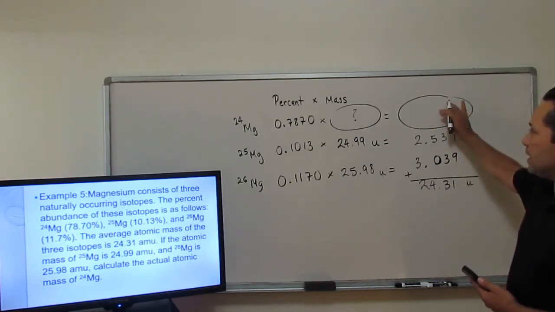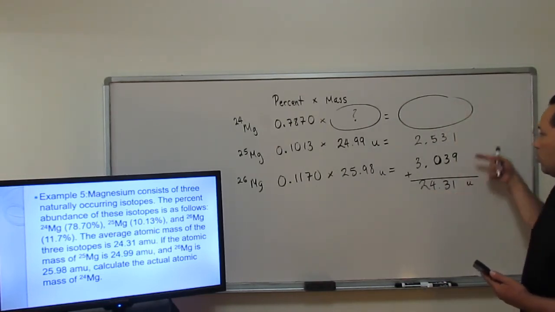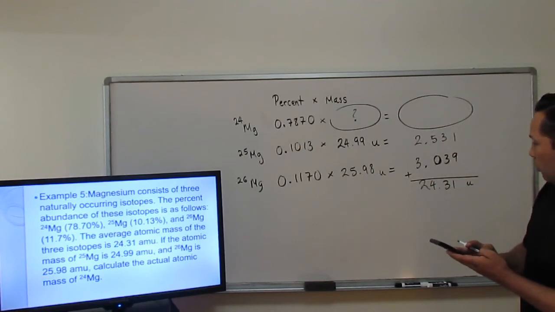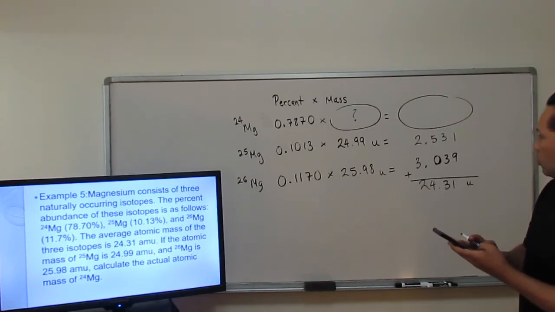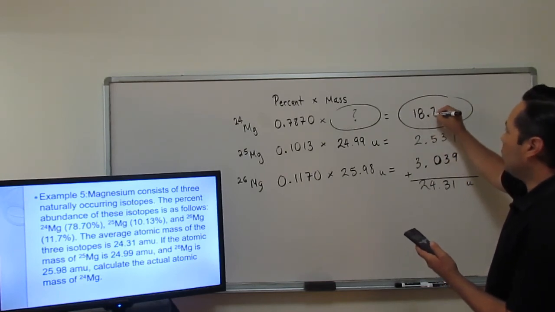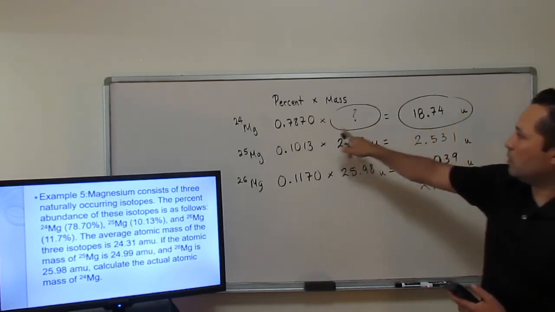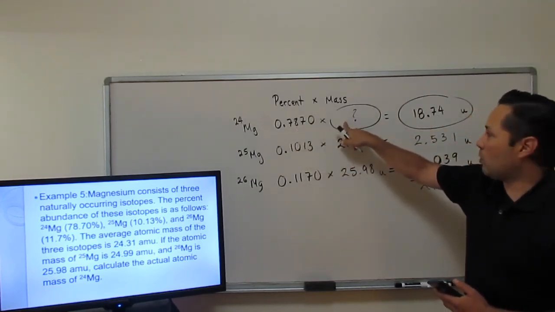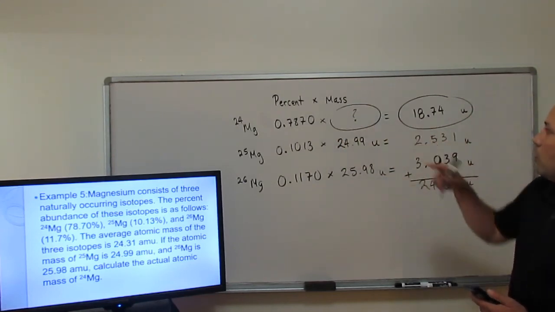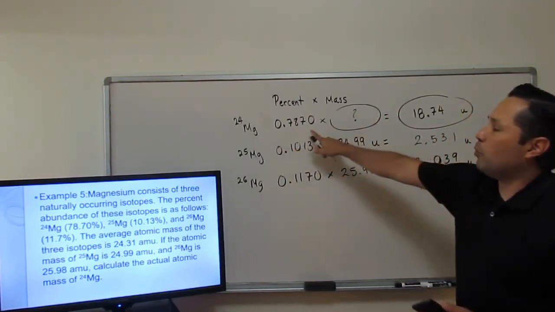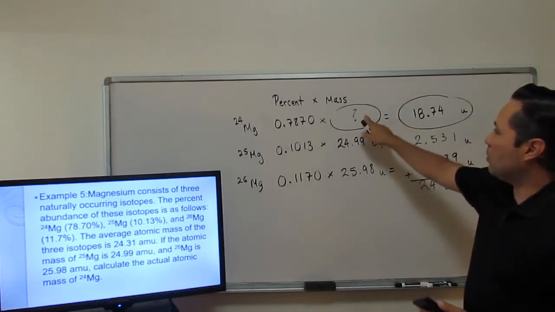So how can I solve for that number right there? Well, I could get the 24.31 and subtract both of these numbers, and that should give me that. So it's going to be 24.31 minus 3.039 minus 2.531, and that gives me, for this top number, 18.74. Great. Now that I have that top number, this number times some mystery number, which is what we're trying to solve for, gives me 18.74. How would I solve for that? Well, the answer would be a division. If I divide both sides by 0.787, then that will give me this answer.